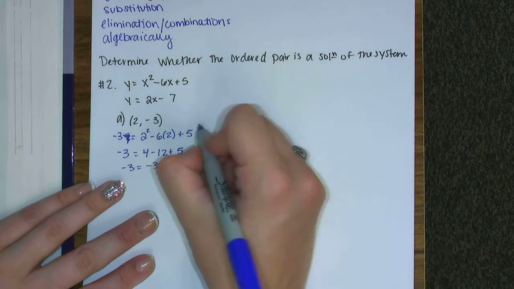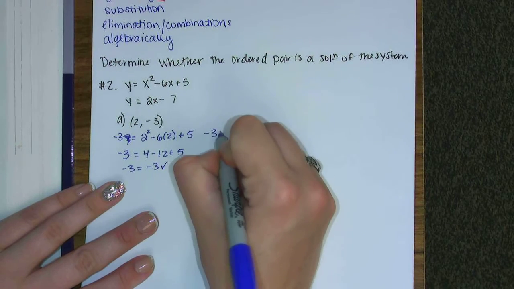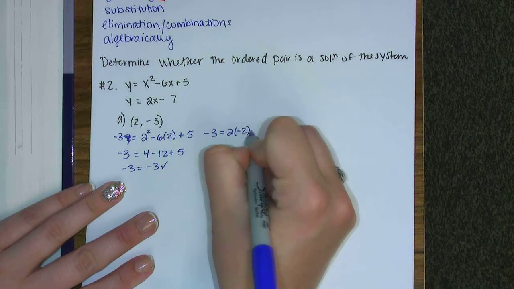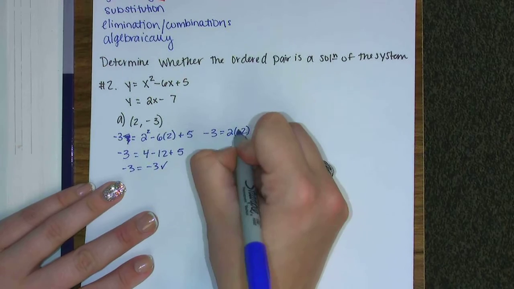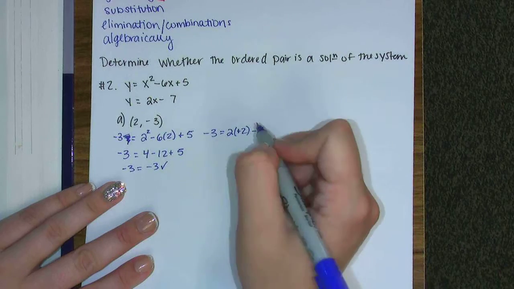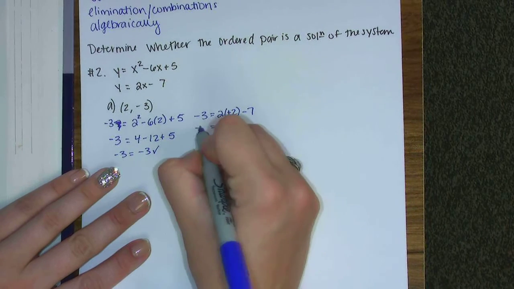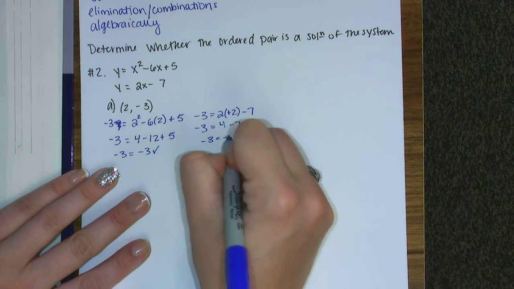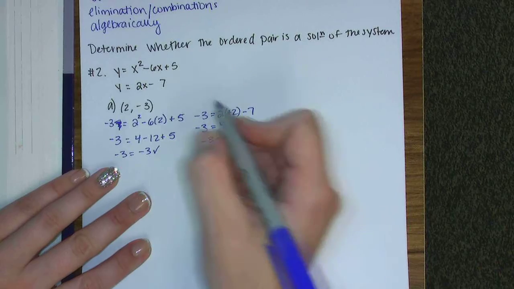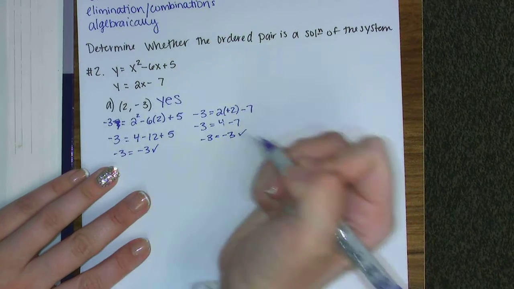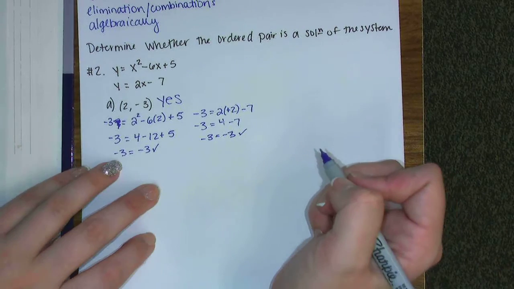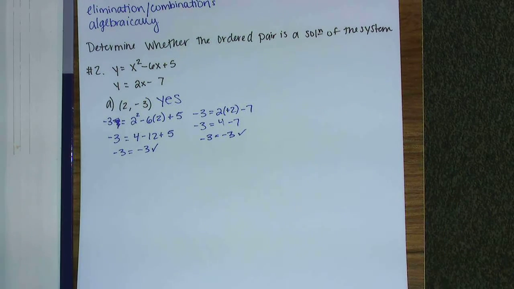So it works in that one. And you check the other one. So the negative 3 is equal to 2 times 2, sorry, that's positive 2, minus 7. 2 times 2 is 4, minus 7 is equal to negative 3. Negative 3 is equal to negative 3. So that one works, so we can say, yes, that is a solution. Now, just because one of them is does not mean the rest of them are not. Okay, so we do have to go through and check each one of them.